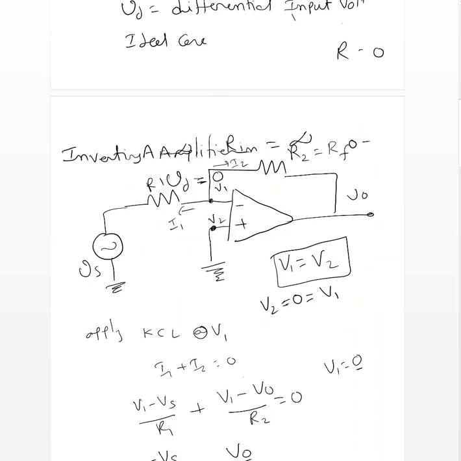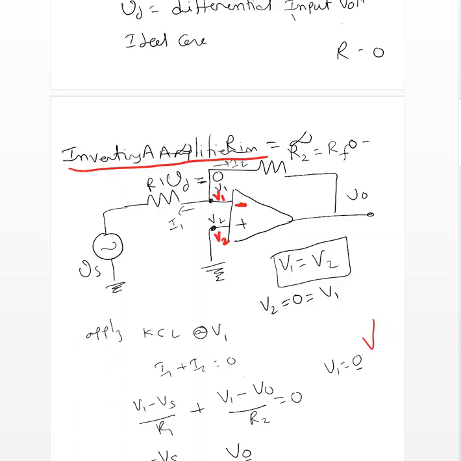So the next topic is inverting amplifier. The inverting amplifier is nothing but you are giving your input to the inverting terminal. Remember, this negative terminal is inverting terminal. The voltage here is V1. This is non-inverting terminal, or V2. Whenever we are connecting our input to this negative terminal, we call that an inverting amplifier.